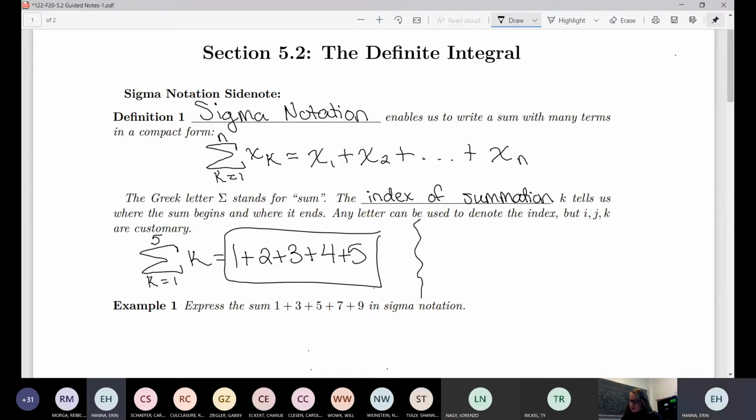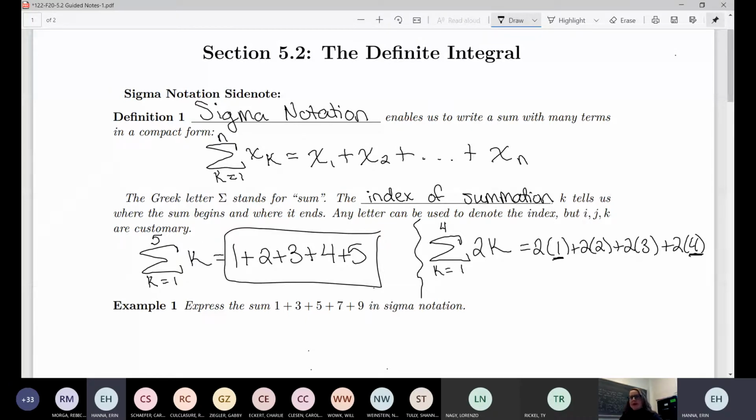Or say we wanted to do something like k equals 1 to 4. Let's not go too crazy. Of some 2k. So essentially this is telling us that the things we're plugging in are going into k. So we're going to have 2 times 1 plus 2 times 2 plus 2 times 3 plus 2 times 4. So we start at 1 and we keep going up the integers until we hit 4.